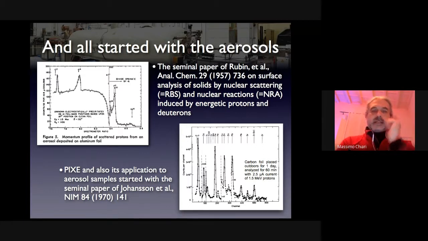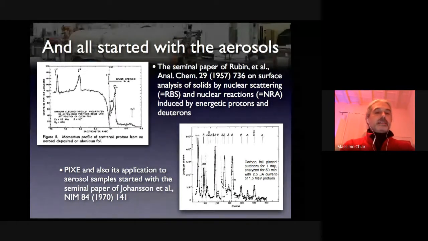Okay, as written in the title, I will deal with environmental and cultural heritage applications. Let's start with the environmental applications. I'm showing here a picture taken from what is assumed to be the first paper dealing with ion beam analysis, even though at the time it was not called ion beam analysis, but if I remember, it was called something like nuclear chemistry. It is a paper from Rubin from 1957, and among the applications of using nuclear scattering and nuclear reaction, what now we call RBS and NRA, to determine elemental composition of samples irradiated with energetic, so a few MeV energy, protons and deuterons.